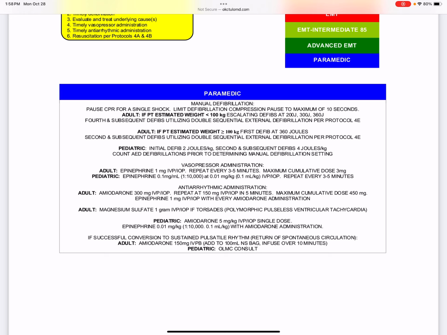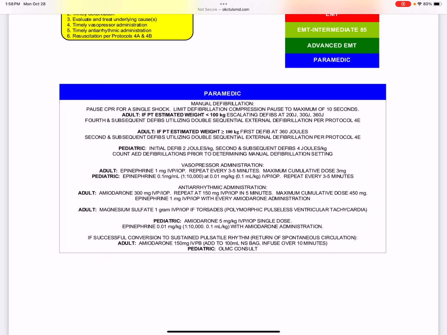Any time you give amiodarone, you will follow it with 1 milligram IV IO push epinephrine. So just make sure when you get to that rhythm analysis and it's time for medication administration, they're in that shockable rhythm, you defibrillated, and it's time to give that medicine, you're going to give amio first, and then you're going to follow it with epi, and then open your line to your normal saline or flush or however you're doing it. So just make sure when you give amio, you're going to follow it with your epinephrine.